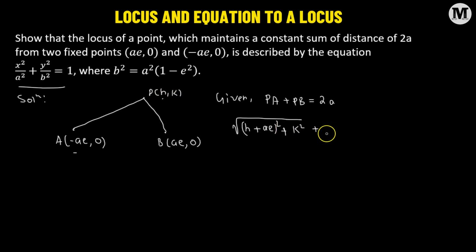And this will be added to the square root for the length of PB. We'll again use the distance formula to find the length PB. First we take the difference of the x coordinates, so we have (h minus ae) whole squared, added to the difference of the y coordinates, so that's k squared, and this will be equal to 2a.